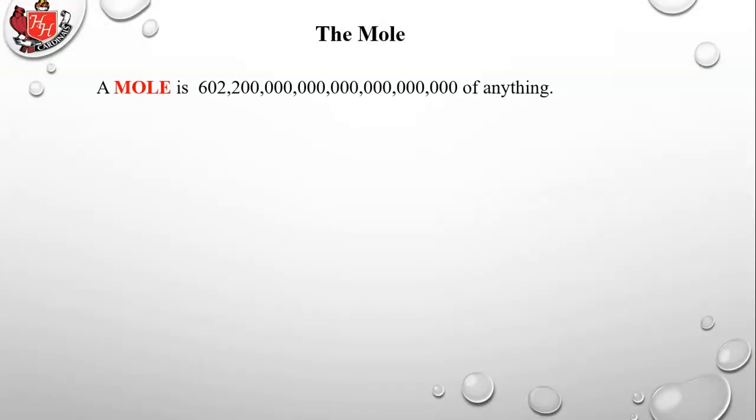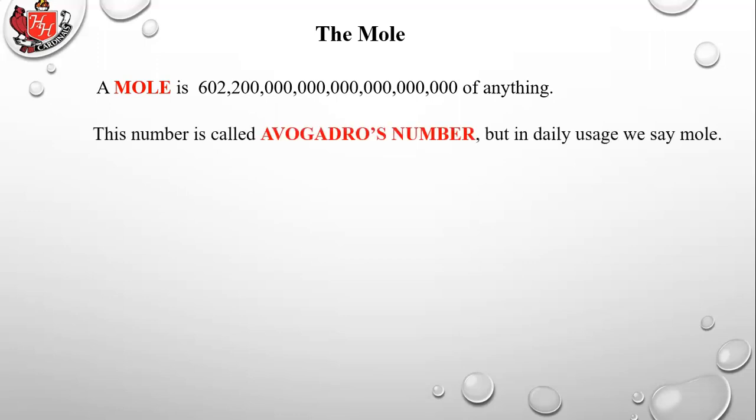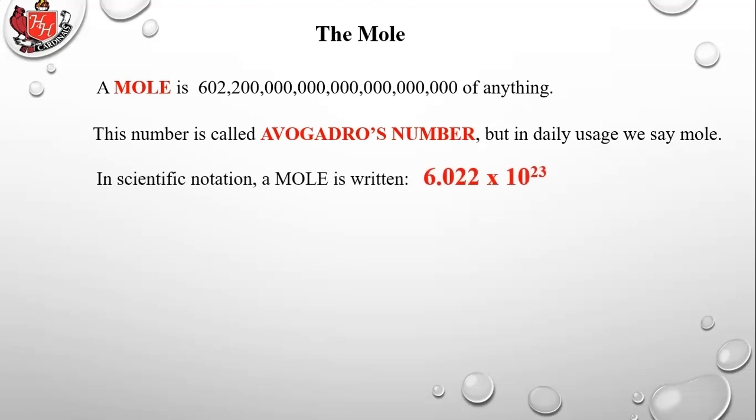So a mole. A mole is that number of anything. Could be a mole of cars, a mole of giraffes, it doesn't matter. It's just a number like a dozen donuts, a dozen eggs. A dozen means 12. A mole means that number. Now this number is called Avogadro's number, but in daily usage we say mole. In scientific notation, a mole is written 6.022 times 10 to the 23rd. So it's one of the reasons we use scientific notation to deal with really big numbers like that.